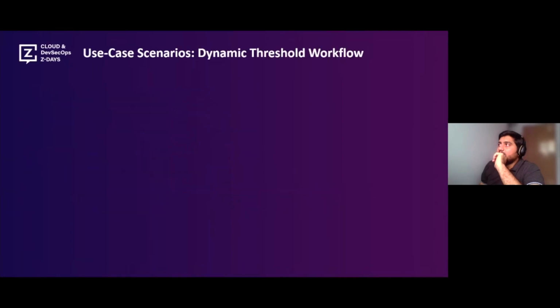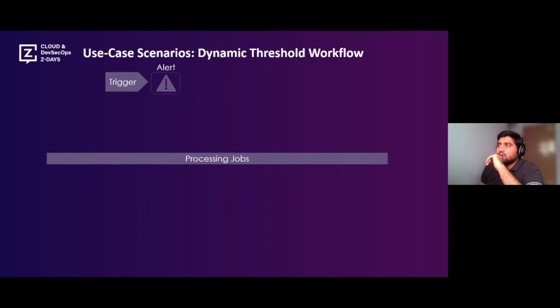So the first one is the dynamic threshold workflow, where the trigger is an alert. When there is an alert in a system, the processing jobs will be triggered, and the processing jobs will be fetching the alert specific data, like the date, time, the alert summary, the description, environment, the component, and the severity. And if there are any custom labels, it will fetch all the data.